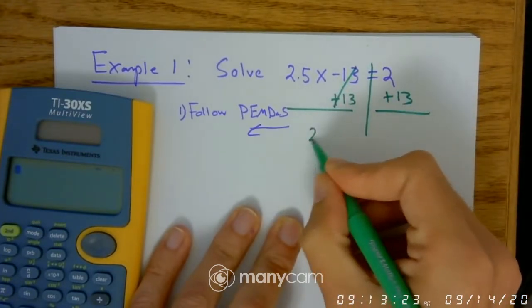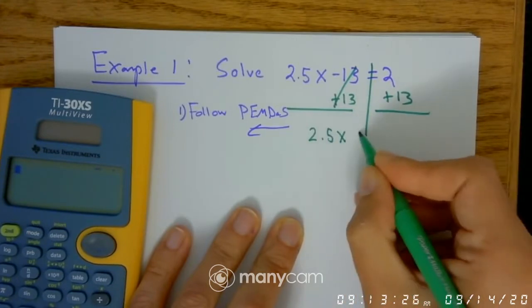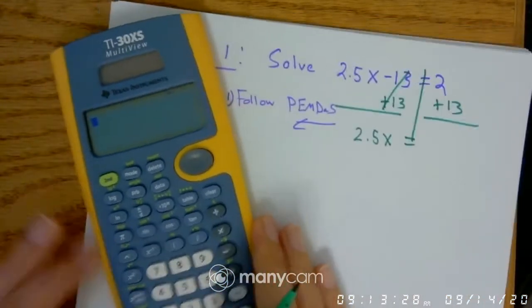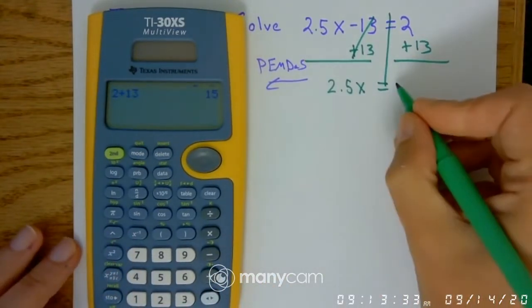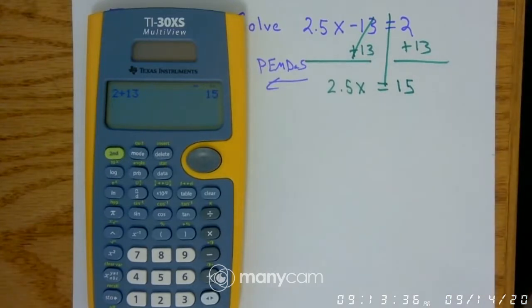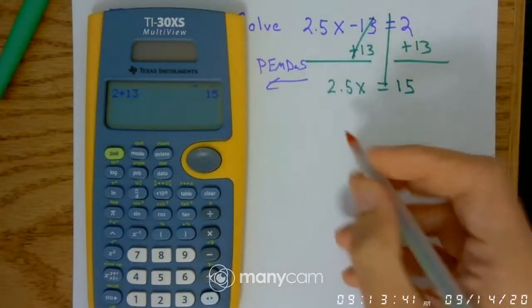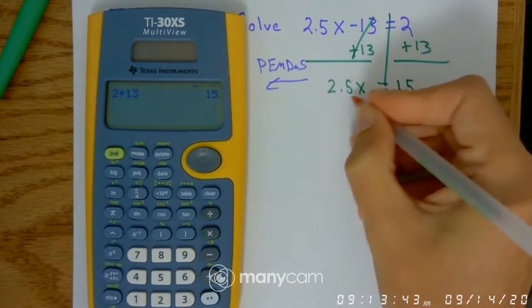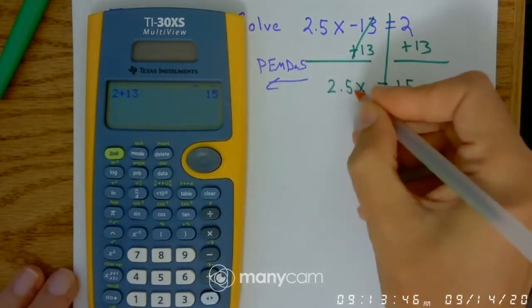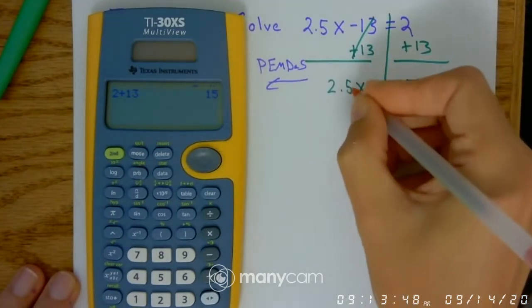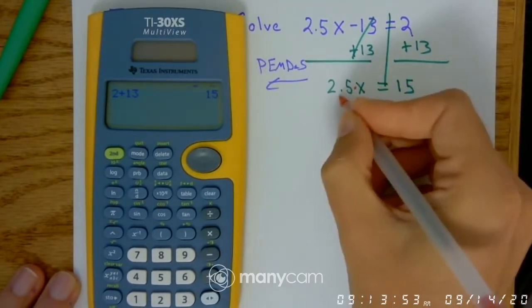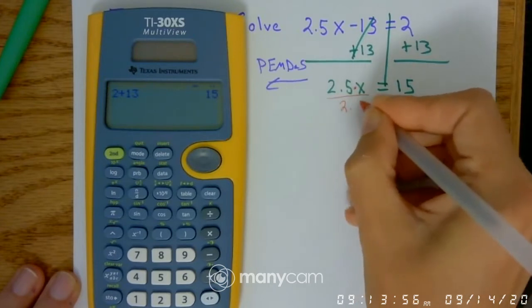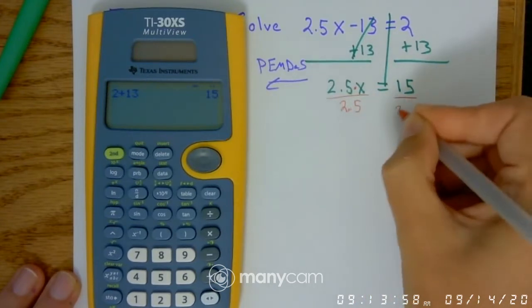So I'm left with 2.5x equals, and then I can go on my calculator, 2 plus 13, I get 15. Okay? And then now I have my next step, and my next step here is, this is 2.5 times. So remember, with multiplication, sometimes we get lazy and we don't write multiplication. So what I'm going to do here is, what's the opposite of times? So the opposite of times is divide. So I'm going to divide both sides by 2.5.